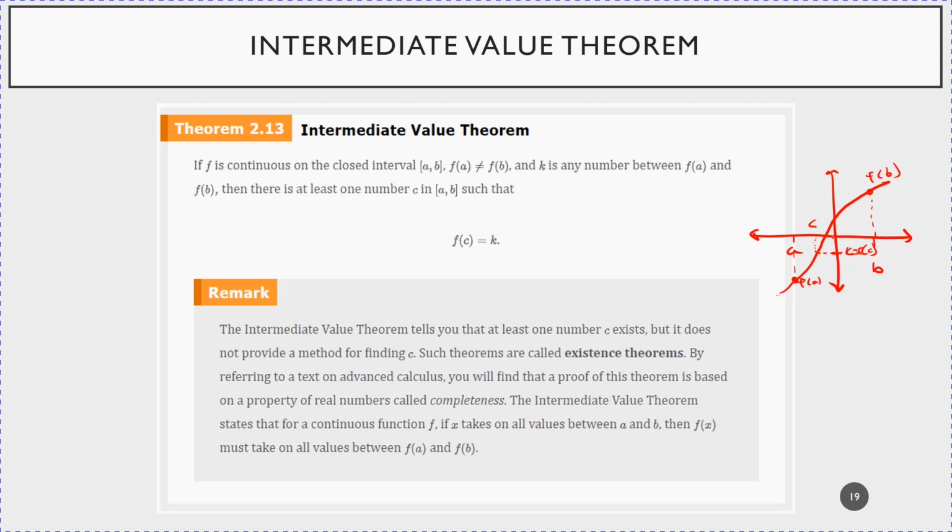You will find that a lot of proofs might just say, oh, by the intermediate value theorem, this has to hold. So it just means that this value c exists. I just don't know how to find it. Okay. Let me show you a quick example of this intermediate value theorem.